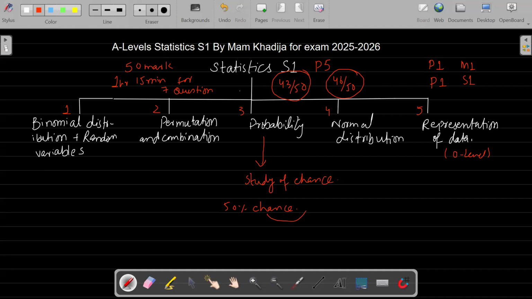How can we convert chance into a probability? To convert chance into a probability, we need to convert this percentage into a fraction. Like 50% will be converted into a fraction and it will be 50 over 100. Let's simplify that. It's going to cancel out: 5 ones are 5, 5 twos are 10, so 1 by 2. That is the probability of rain. So the chance of rain was 50%, and converting the chance into probability gives 1 by 2, which is the probability of getting rain.